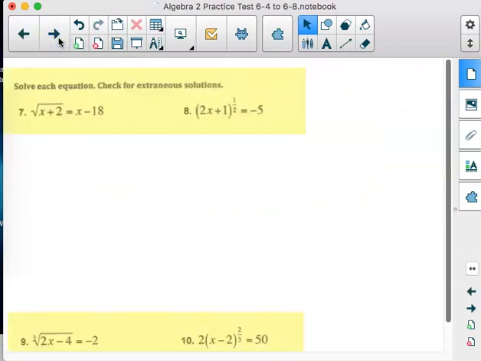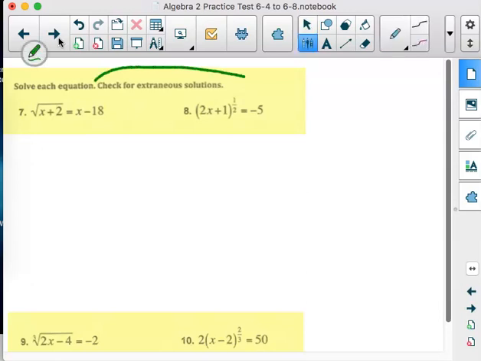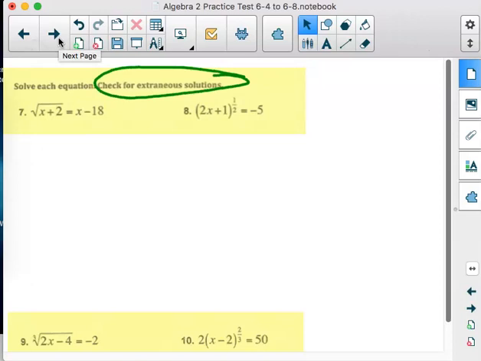Solve each equation, and I want to make sure everybody circles this, stars it, does something. Because you know we're probably going to have at least one on the test where you get 2 answers and at least one of them doesn't work. That's going to happen. We wouldn't have put the instructions there if everything was working out fabulously.